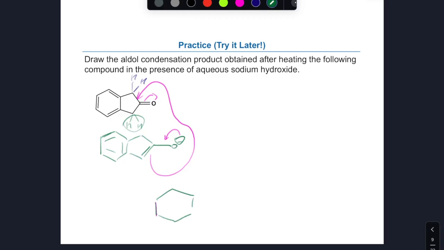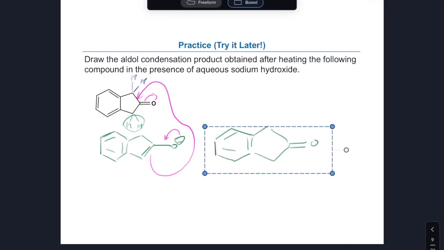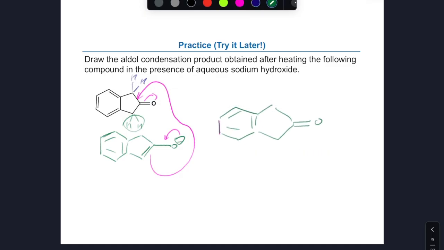our addition product. I'm going to give myself a bit more space. Like this. And after the condensation, we will have a double bond where the carbonyl used to be. And we would get something like this.